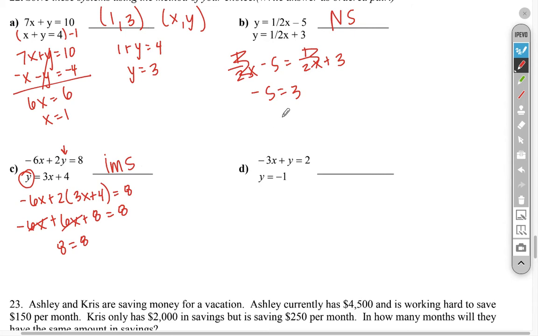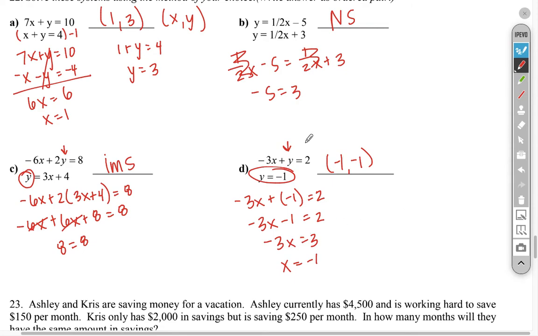Right? For D, once again, we have a value for y. Y equals -1. So we're going to just plug that in right here. We don't even have to solve for y. So we have -3x plus -1 equals 2. So then we get -3x minus 1 equals 2. We're going to add that 1 to the other side. So we have -3x equals 3. Then we're going to divide by -3. So 3 divided by -3 is going to give us -1. So our ordered pair here is -1, -1. It already gave us a value for y. We don't have to solve for that.